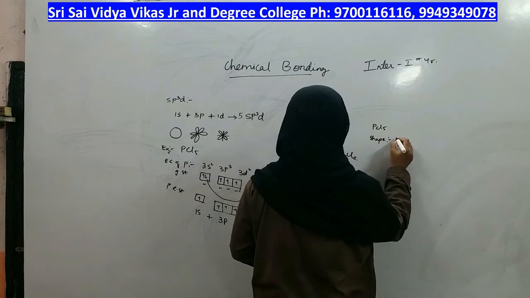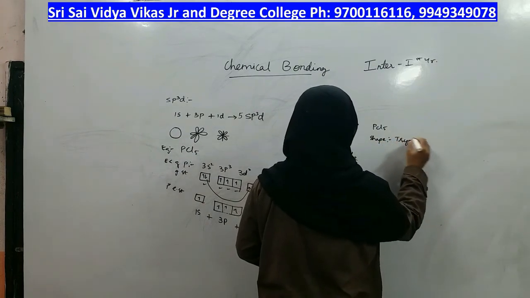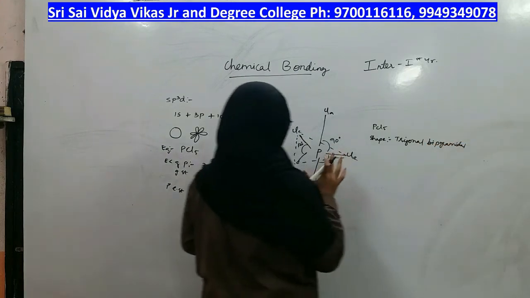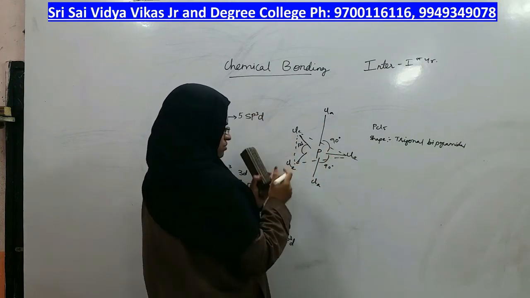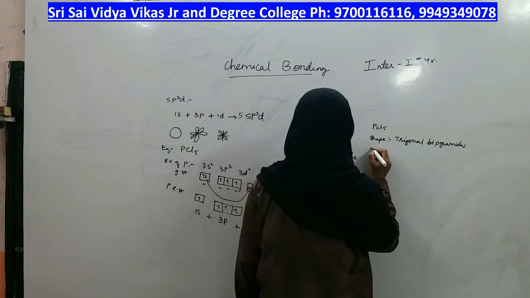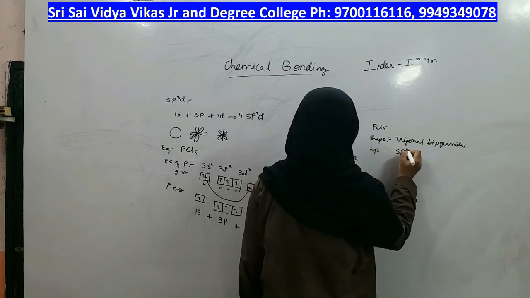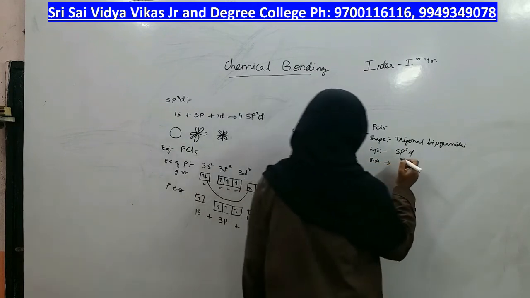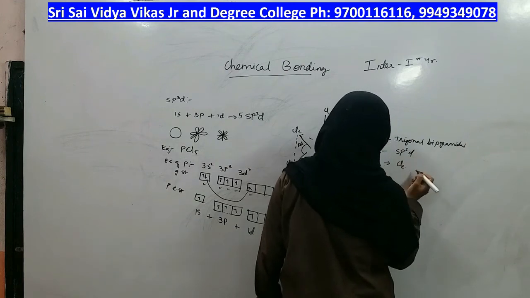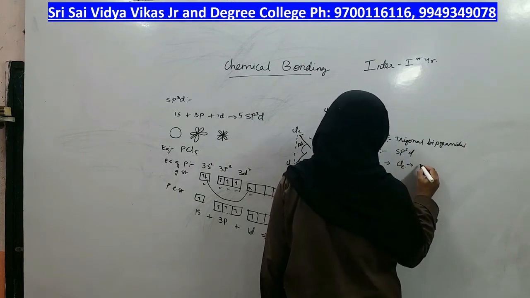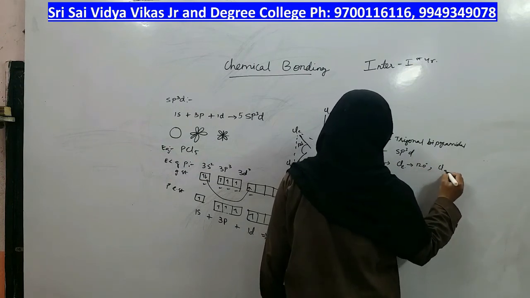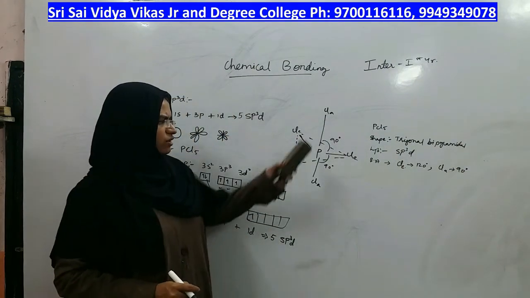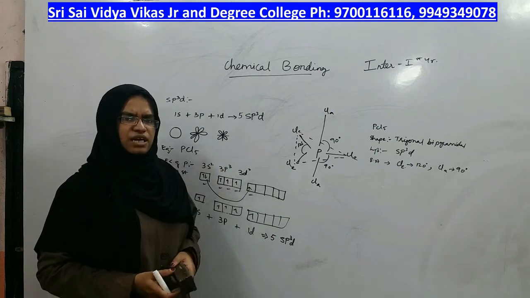Shape is trigonal bipyramidal. Bipyramidal means at the top you get one pyramid and at the bottom you get one pyramid, giving rise to bipyramidal. Hybridization is sp3d. Bond angle is not the same throughout. With equatorial chlorines the bond angle is 120 degrees. With axial chlorines the bond angle is 90 degrees. Right? So these are the details of PCl5 in which sp3d hybridization takes place.